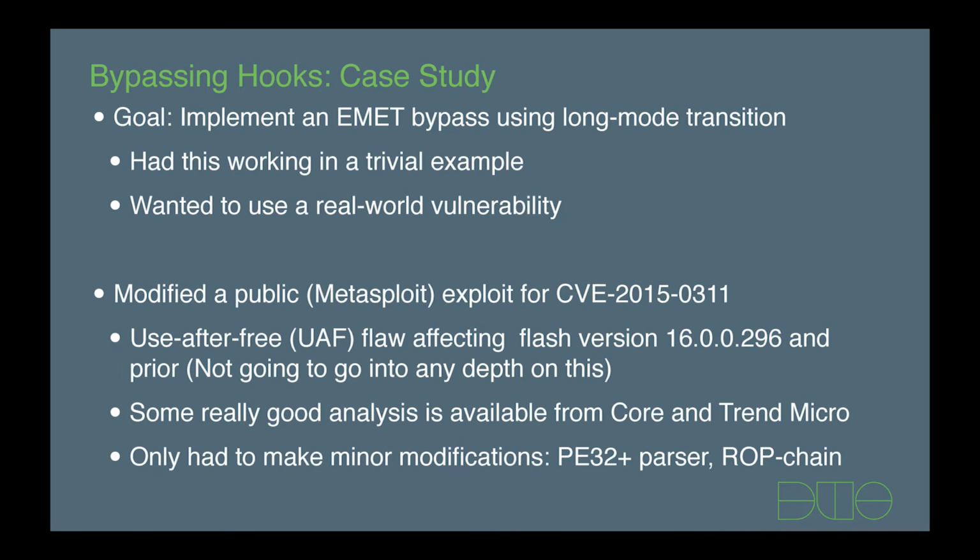In order to make the exploit work, we only had to make rather minor modifications. We had to give it the ability to understand and parse PE32 plus modules, being the 64-bit version of PE files, which is portable executable, the executable format Windows uses. And of course, we had to change how the ROP chain worked.